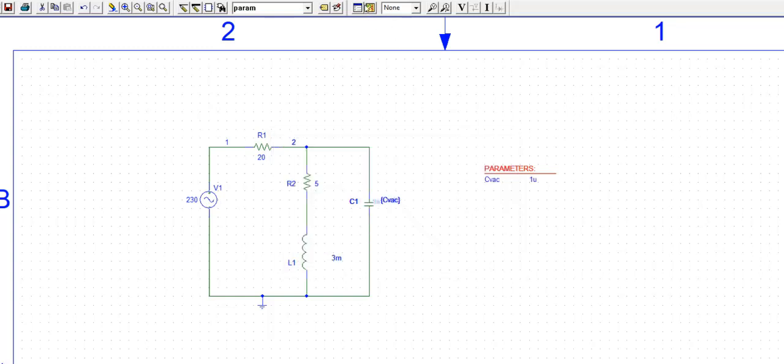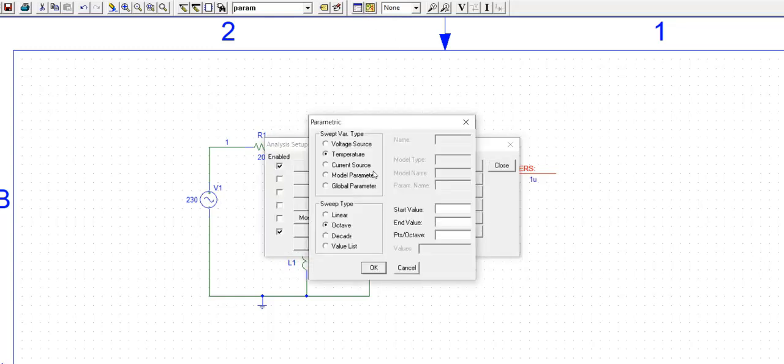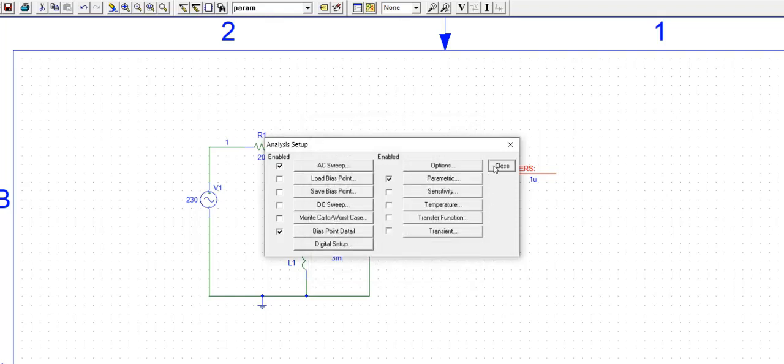Now go to setup analysis, select parametric. We want to do global parameter and the name is CVSC. Let's take linear, start value 1 micro, end value 1 milli, and the increment let be 1 micro. Save this. Now run this.